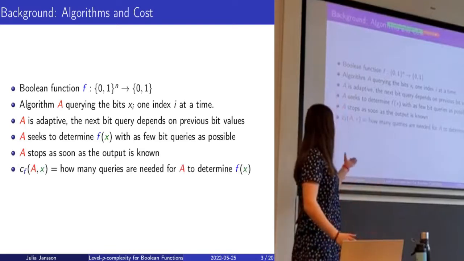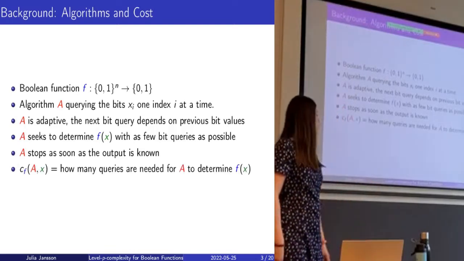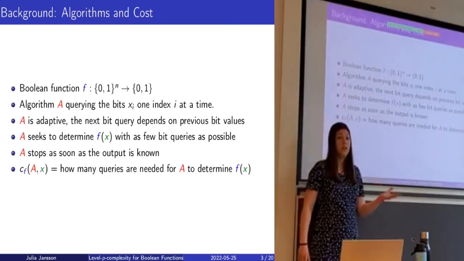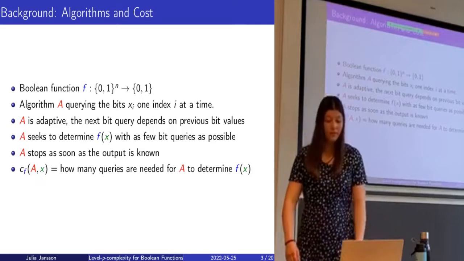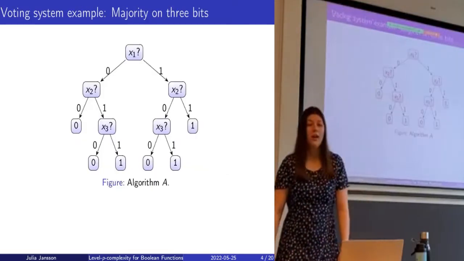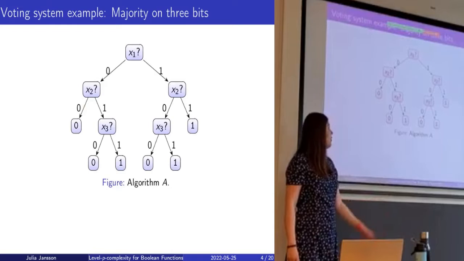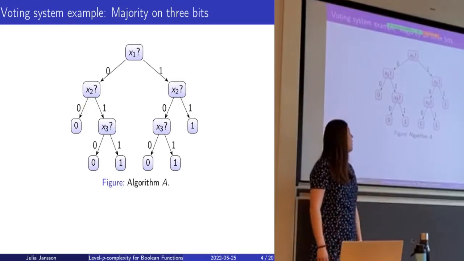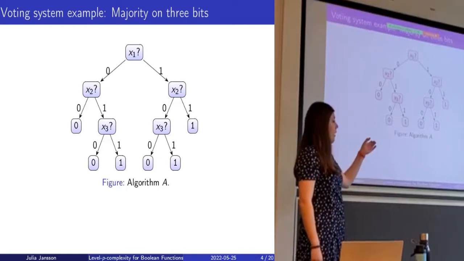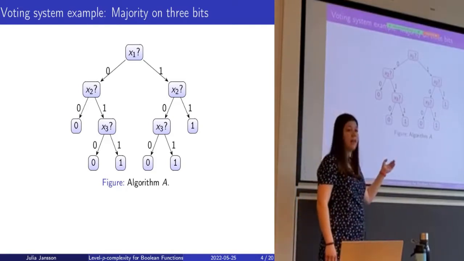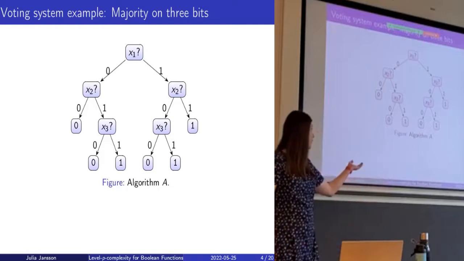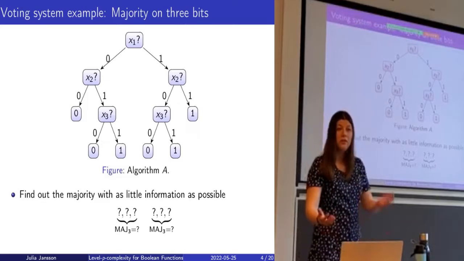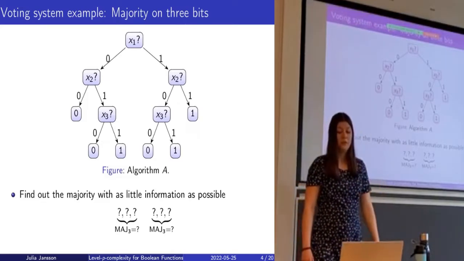Then we also introduce the cost of an algorithm, which is how many queries are needed for this algorithm to determine the output given some certain input. We go back to our example with majority on 3 bits, and this could be an example of an algorithm for this, which means that we first ask the bit x1, and then x2, and then if we need to, we also ask x3.